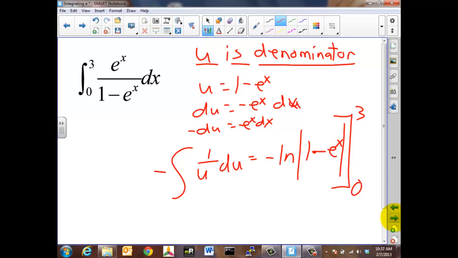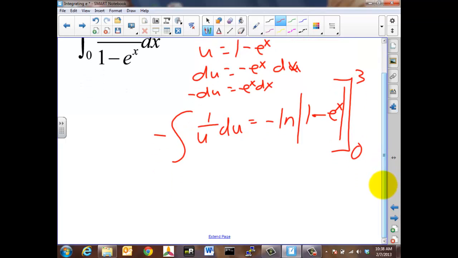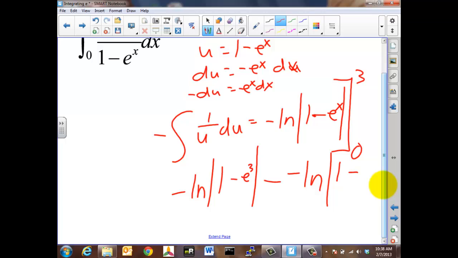Wait, I don't get how to do the ln. Okay, do you see how we've got 1 over u? That's what we learned Monday. The integral of 1 over u is the ln of the absolute value of u there. Okay, so what's going to happen here? So we've got a negative ln absolute value of 1 minus e cubed, minus a negative ln absolute value of 1 minus 1. Is that right? Y'all comfortable with that?